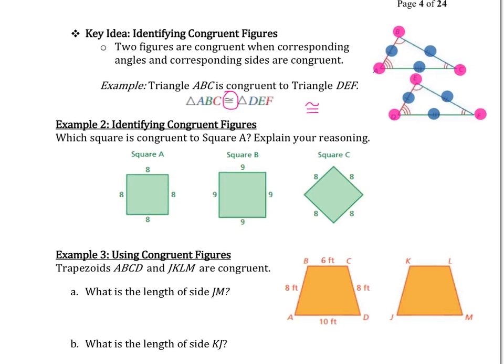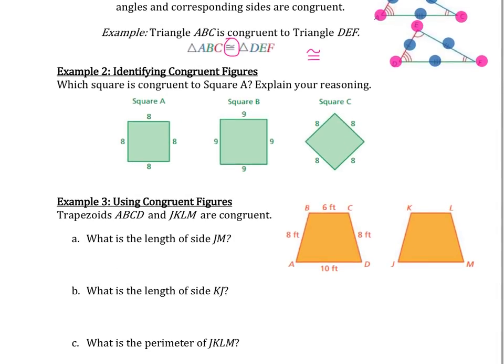So for this first example, they're asking which square is congruent to square A. Explain your reasoning. So if we look at these 3 squares, in square A, we can see that we have 4 sides length of 8. So obviously B, we have side lengths of 9, so B is not congruent to A. Now for C, it has all side lengths of 8, and it's a square. Squares have to have 90-degree angles, so the fact that they're both squares, they both have side lengths of 8, C is congruent to square A. And for your reasoning, just make sure you sum up about the sides being congruent and the fact that all angles would have to equal 90 because it's a square.